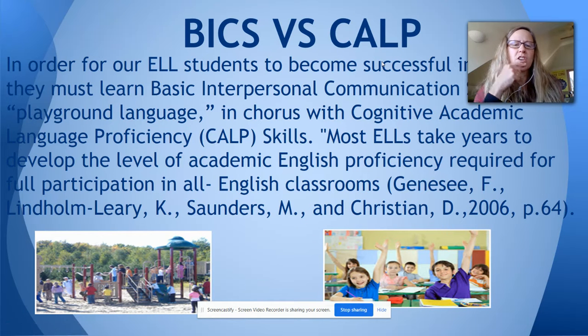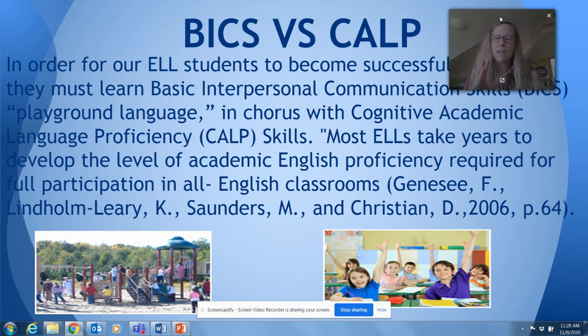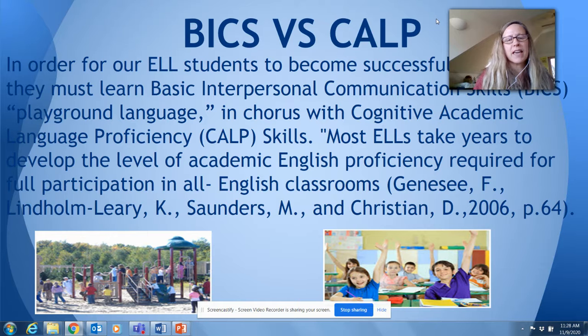Some things you need to know: the difference between BICS and CALP. BICS is called Basic Interpersonal Communication Skills. Basically, that's playground language. BICS is going to happen faster than CALP. CALP is the Cognitive Academic Language Proficiency. It says most ELLs take years to develop the level of academic English proficiency required for full participation. So your basic communication with colleagues or friends and classmates is going to happen before that academic. So BICS happens before CALP.